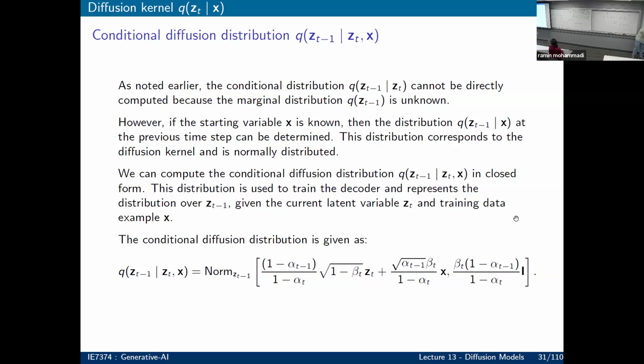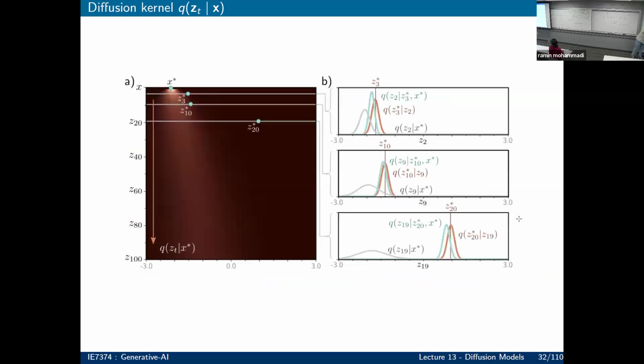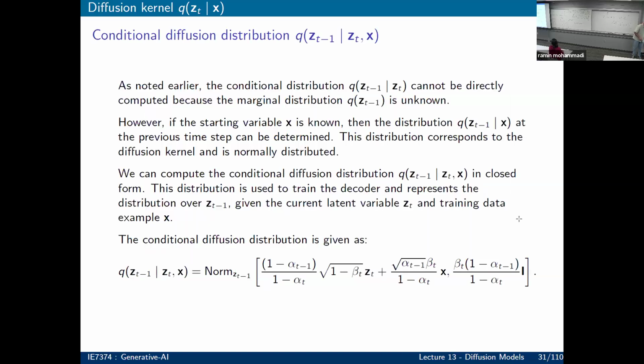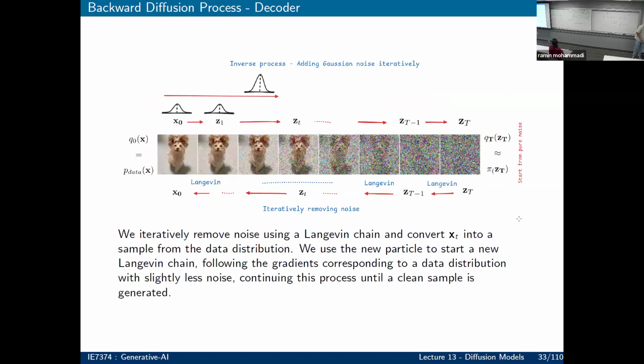All right, so that is basically what we just went over here. Now we want to focus on the backward process, this Langevin dynamic, in which you start with the noise and you want to slowly, gradually remove the noise and hopefully get to a clean picture.